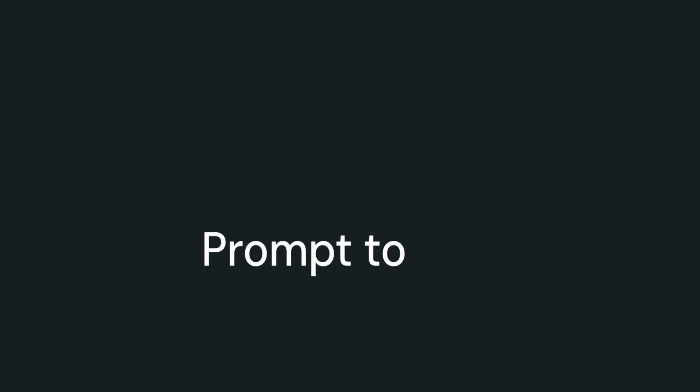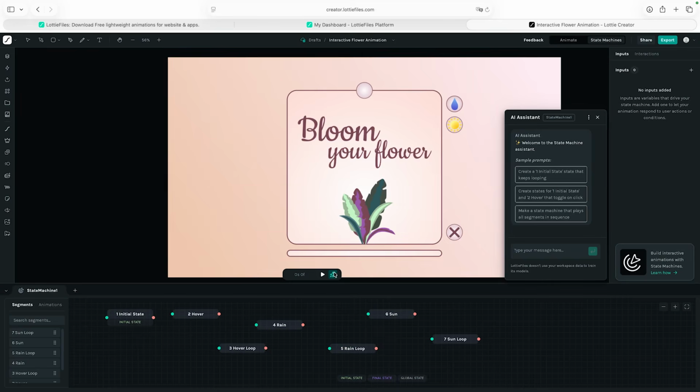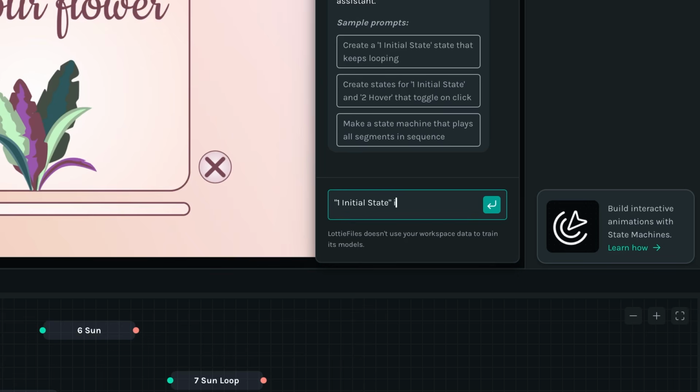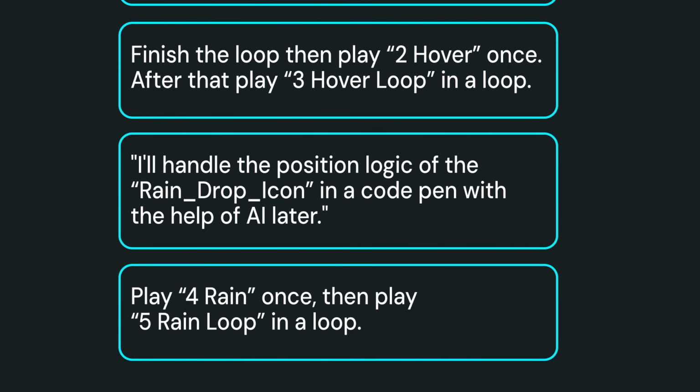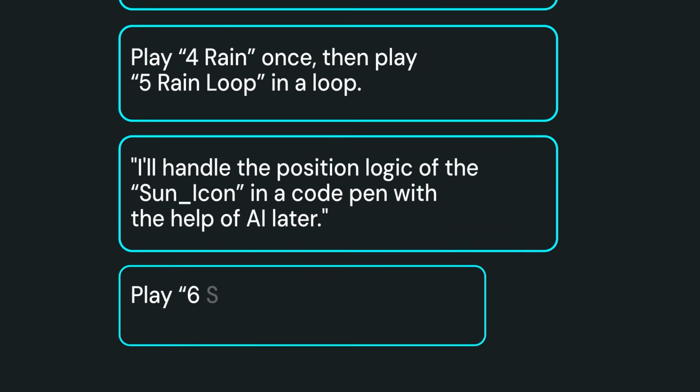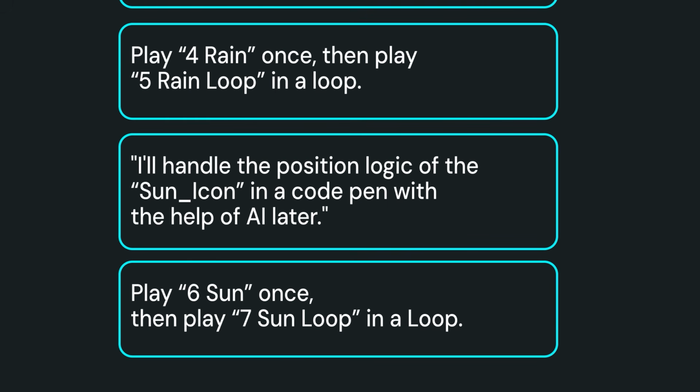Let's open the AI assistant next to the play button here and use the prompt to state machine feature. We can send simple and clear prompts to create all the inputs and interactions. I went through the animation and described for each state how it is initiated, if it is played once or in a loop, and what interaction ends the state and starts the next one.